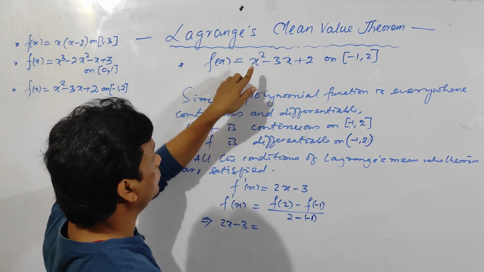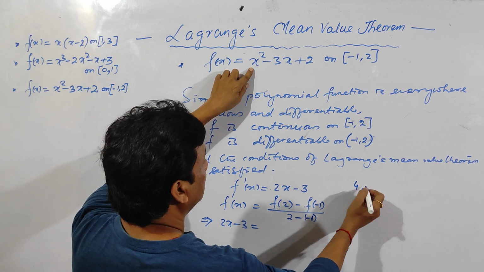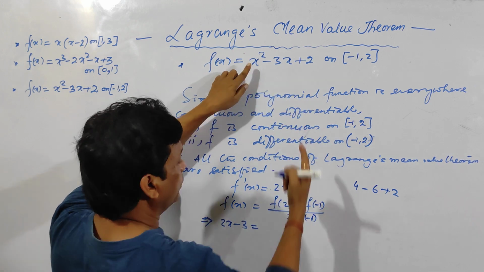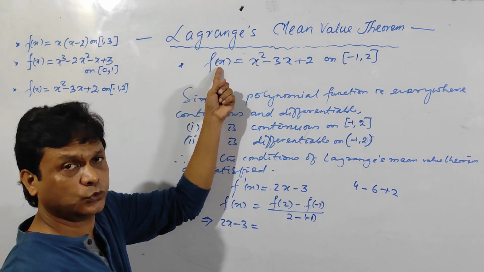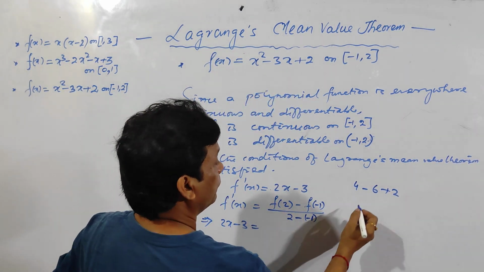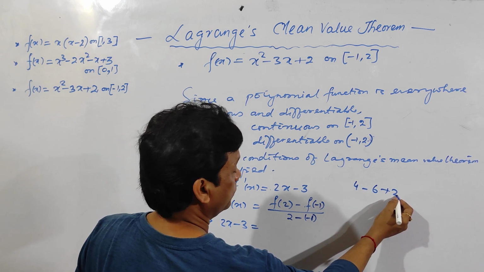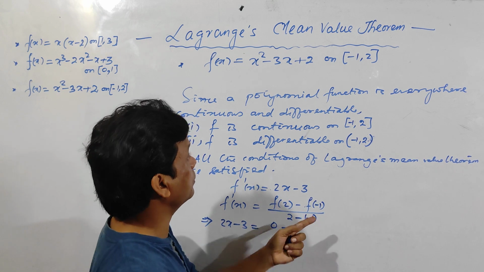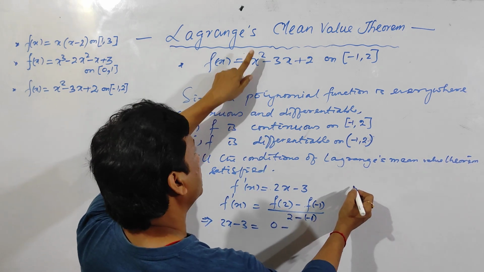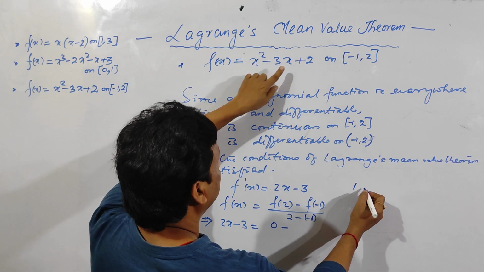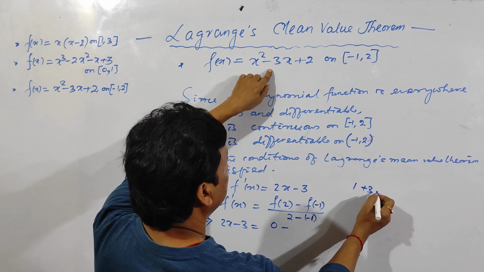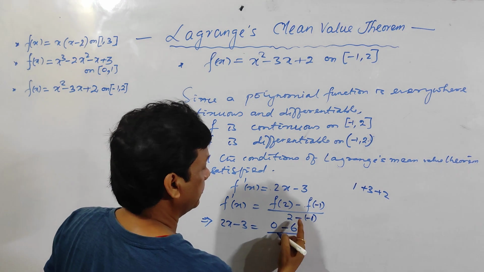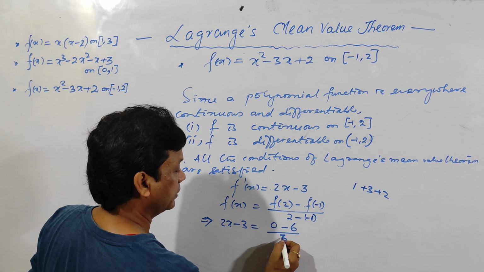And what is f of 2? See here, 2 square is 4, minus 3 2 is 6, plus 2. I am writing x is equal to 2, f of 2 means x is equal to 2. So put x is equal to 2. So 4 plus 2 is 6, 6 minus 6 cancel out. So this one is 0. Minus f of minus 1. In place of x, put minus 1. Minus 1 square is 1. Put x equal to minus 1, it will become plus 3. Then plus 2. 3, 4, 5, 6. It is 6. Divided by minus 1 plus 2 plus 1, it is 3.